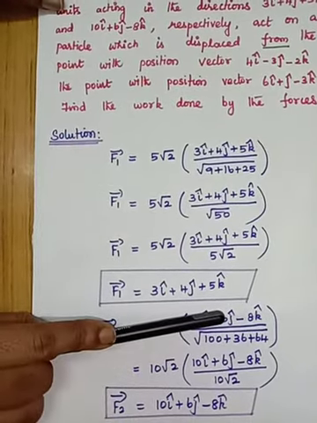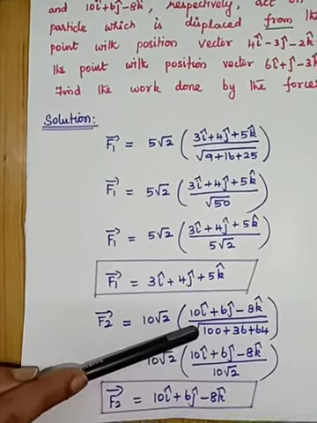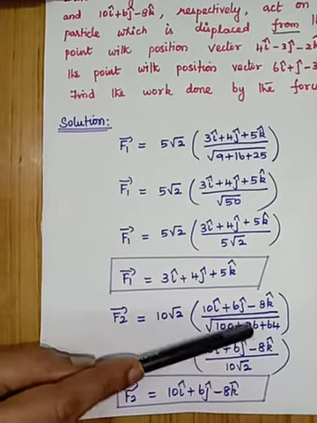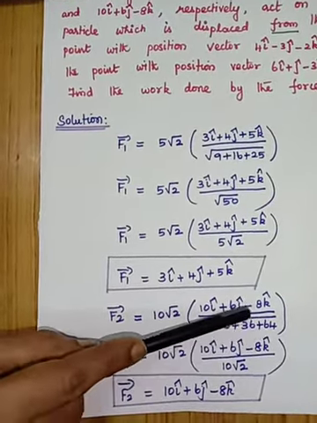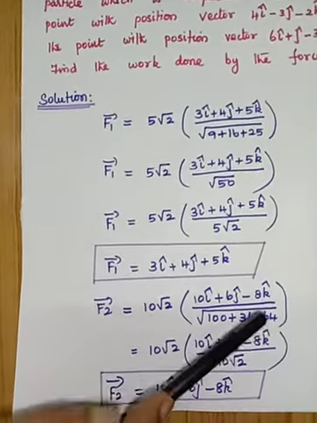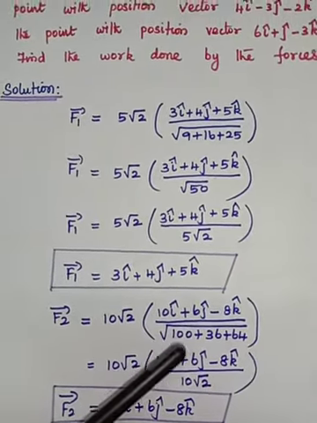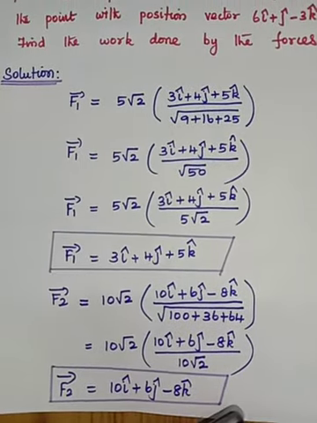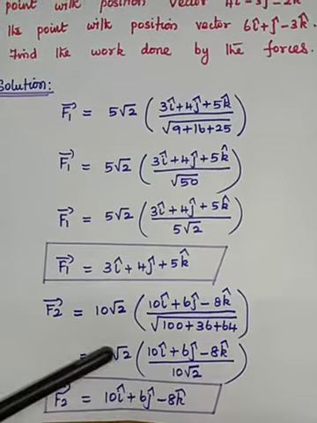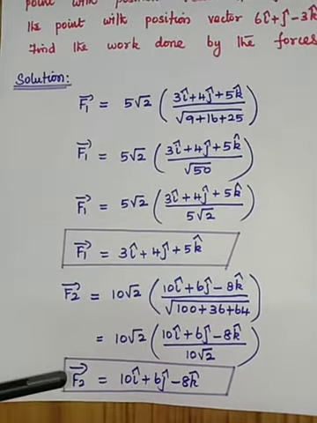So that vector I have written in the numerator, in the denominator whose magnitude is written. So it's a square root of 10 the whole square is 100 plus 6 the whole square is 36 plus minus 8 the whole square is 64. So here while you are adding, your answer is 200, square root of 200. So that can be written as square root of 100 into 2. So square root of 100 is 10. So 10 root 2. Both getting cancelled. Your F2 vector is this. So we have found F1 vector and F2 vector.